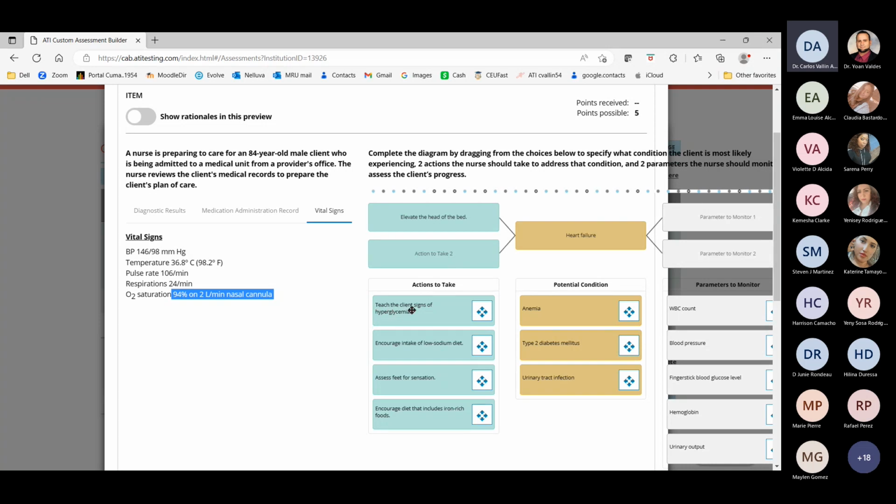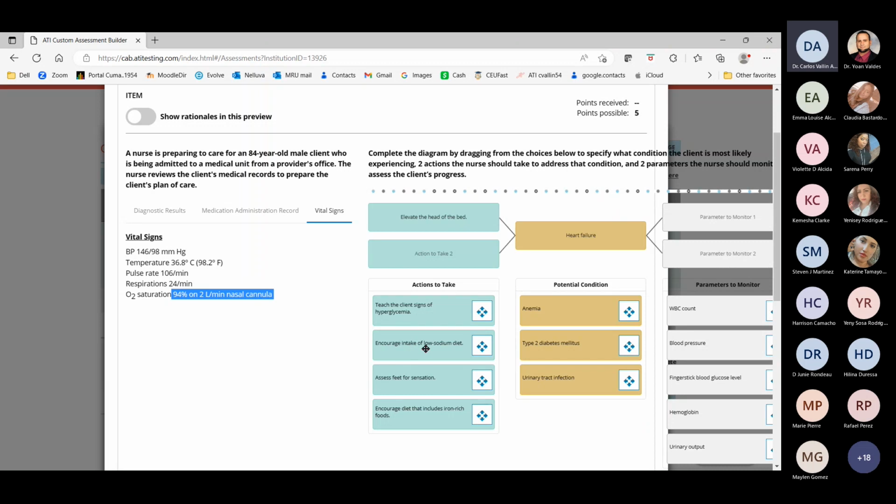Teach the client signs and symptoms of hyperglycemia. Is this pertinent? Is it adequate? It is logical, in this moment when we are dealing with heart failure, to be teaching the client about something that is compensated? No, it doesn't make sense. So we don't choose that.